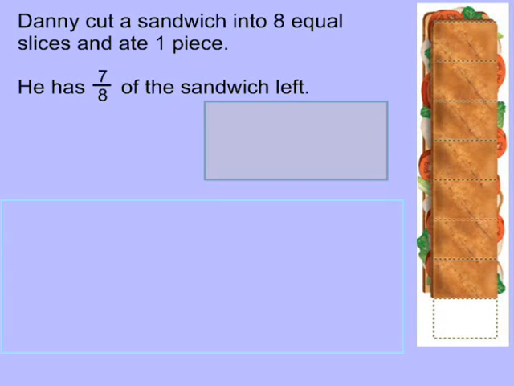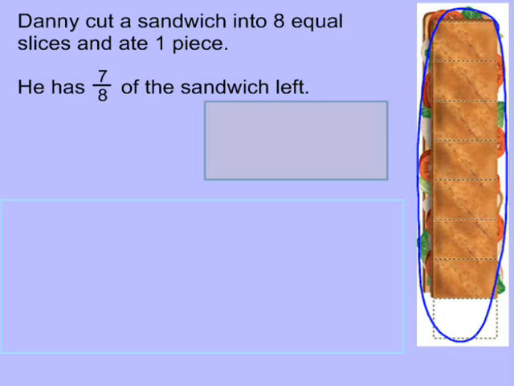Danny cut a sandwich into 8 equal slices and ate one piece. He has 7/8 of the sandwich left. If you notice, the sandwich on the side has been divided into 8 equal pieces. Each one of those pieces would represent 1/8 of the sandwich, because 8 pieces would represent the whole. So this 1/8 is going to be really important.